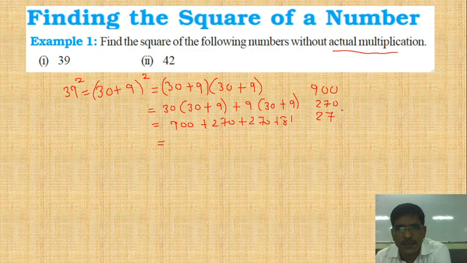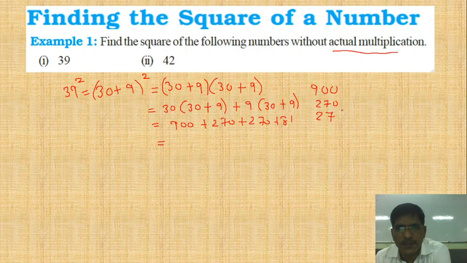Again I explain: 39 squared is 30 plus 9 whole squared, 30 plus 9 two times because it is squared. So I write 2 brackets and then open: 30 in the bracket 30 plus 9, plus 9 in the bracket 30 plus 9. Then I have to multiply. So 900, 270, 270 and 81. If I add it, I will get the answer 1521.